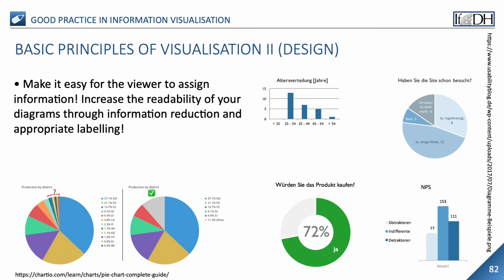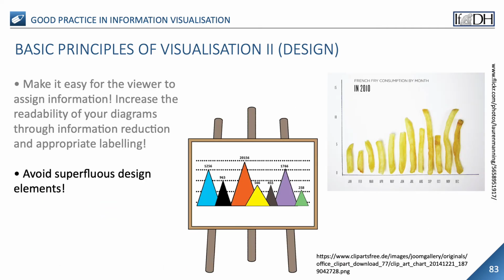Make it easy for the viewer to assign information. Increase the readability of your diagrams through information reduction and appropriate labeling. This is possible, for example, by placing measured values or labels close together or even combining them into one value. So make sure that you have the right amount of data. Visualization does not simplify but clarifies. Good graphics, therefore, have a balanced design. They are descriptive and attract the reader's attention.